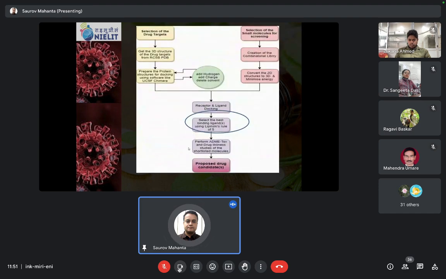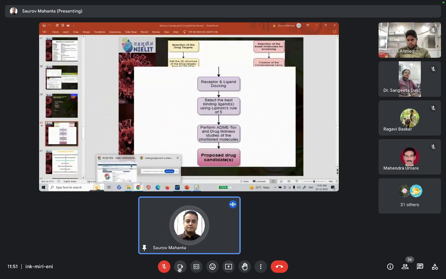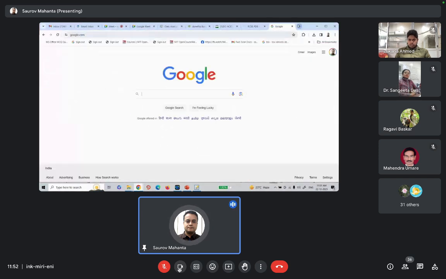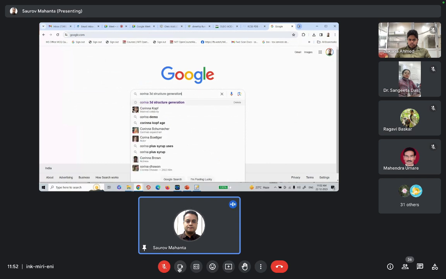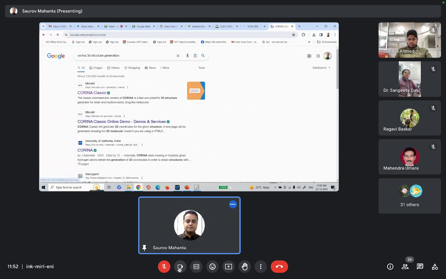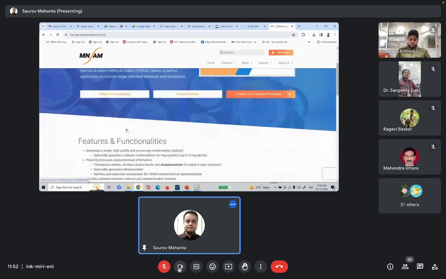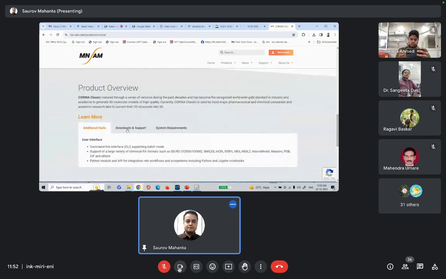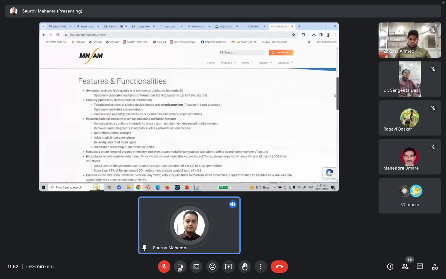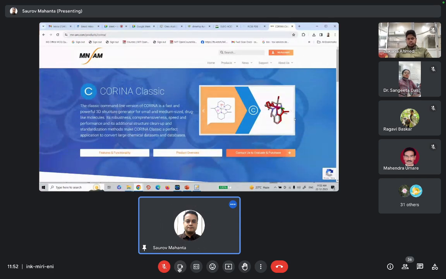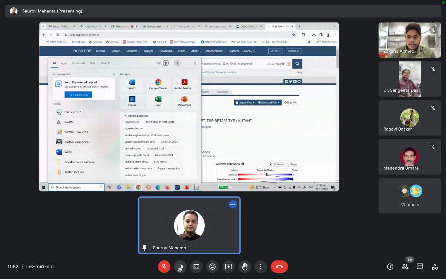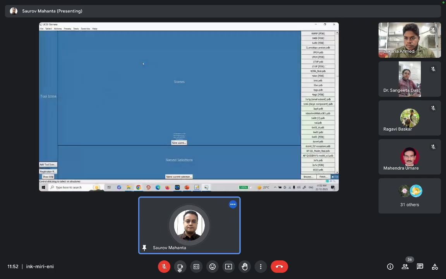Now, a small molecule you have to prepare. Small molecule, as I have told, we can use the online tools, like one is Corina. This software can be used. Or simply, this Chimera can be used for building the molecule, the three-dimensional structure of the molecule.